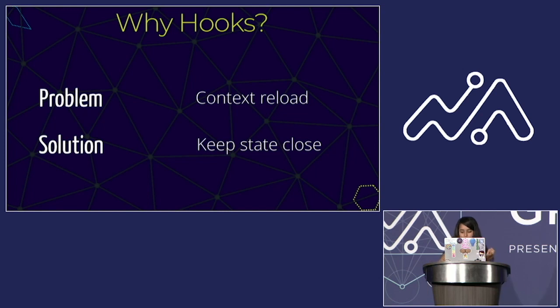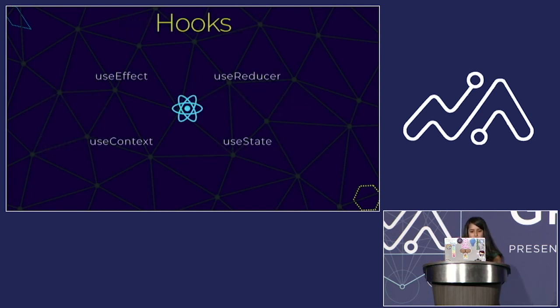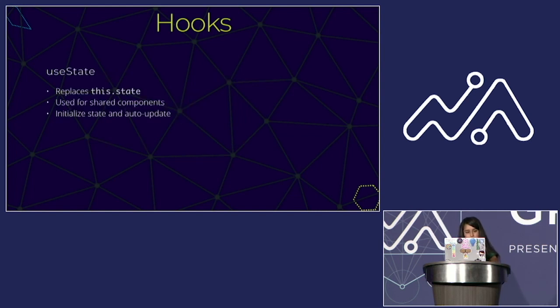You can put it in the React tree closer to where it matters. Now let's look at 4 hooks that we're going to use in our application. The 4 hooks that I found very helpful were useEffect, useReducer, useContext, and useState. Now first, let's look at useState. So useState is the hook that replaces this.state. It is used for sharing data amongst components, and I feel like it's the simplest hook.